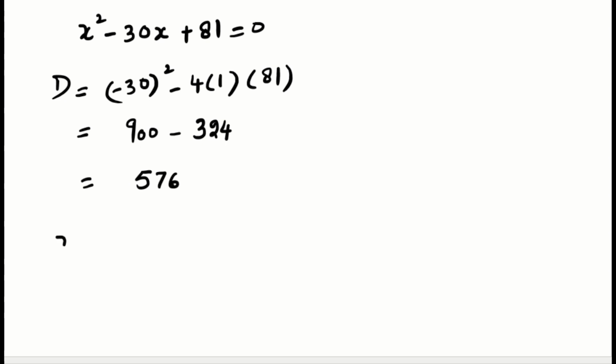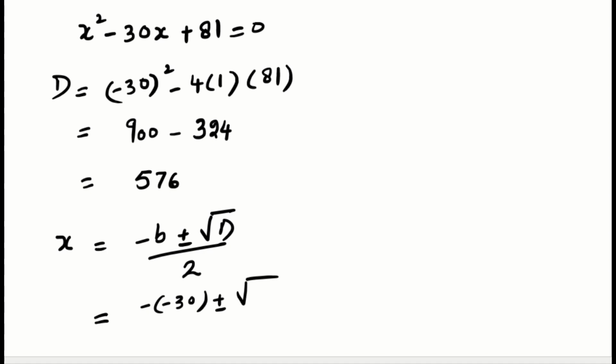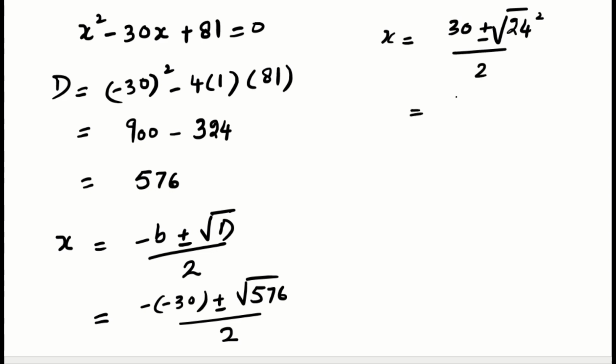So we will use the quadratic formula. x is equal to minus b plus or minus square root of the discriminant over 2, which is equal to minus minus 30 plus or minus square root 576 over 2. In our next step, x is equal to 30 plus or minus 24, since 576 can be written as 24 square, the square root will cancel with the square, over 2.